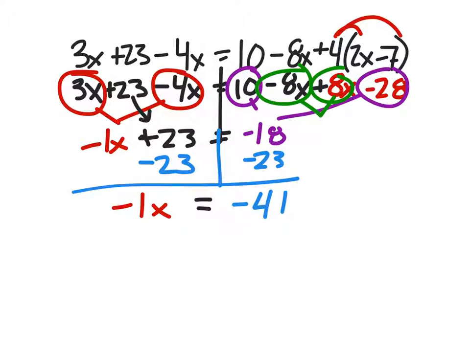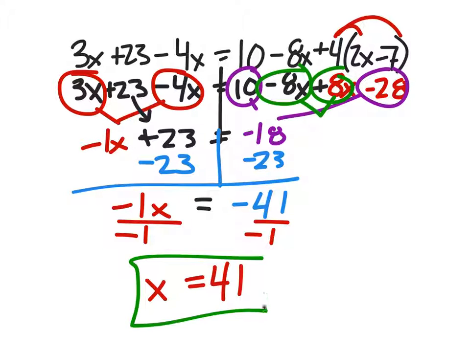But we don't want negative 1x, we want positive 1x. So we'll divide both sides by negative 1. And we get x equals 41. I got that. But I didn't get this.